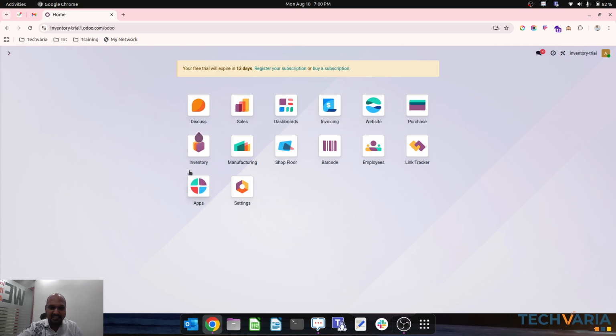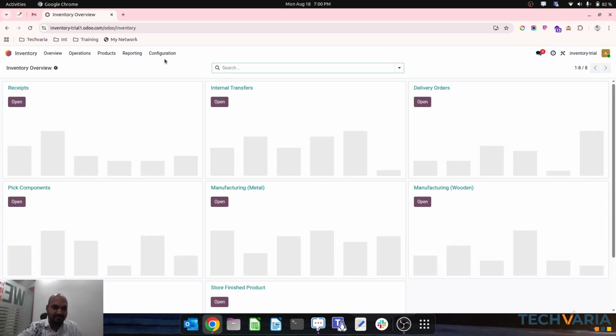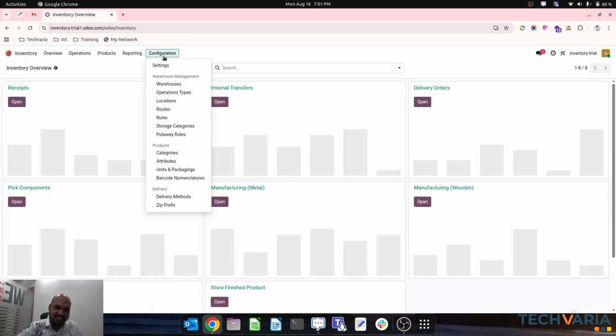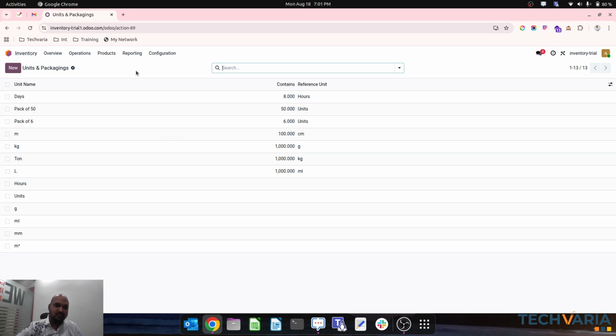Today I am coming up with a very interesting topic about unit of measure and packaging, which are both merged into the latest edition. So when you are going into inventory and looking at units and packaging, both are now merged into one single setting.